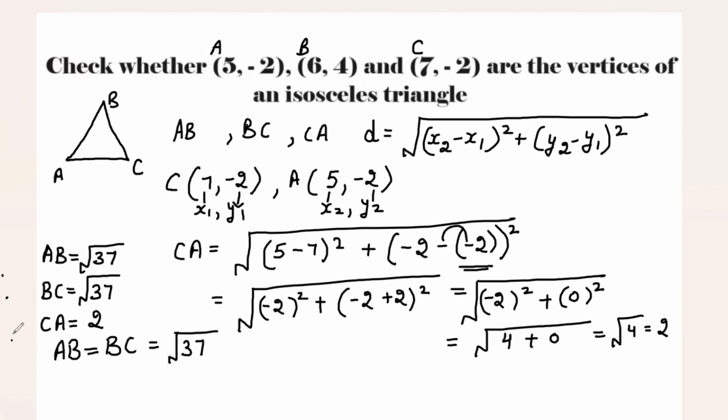Similarly, if we have to prove a triangle is an equilateral triangle, then we have to prove all the sides are equal. That means AB equals BC equals CA. I hope that you have understood it well.